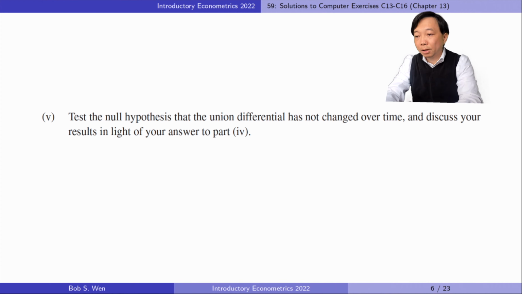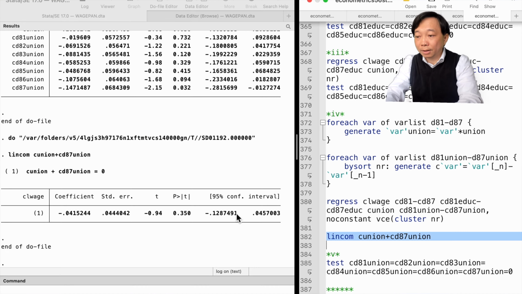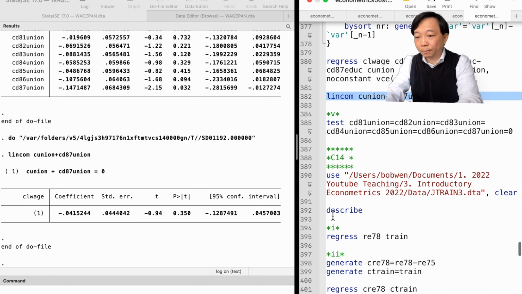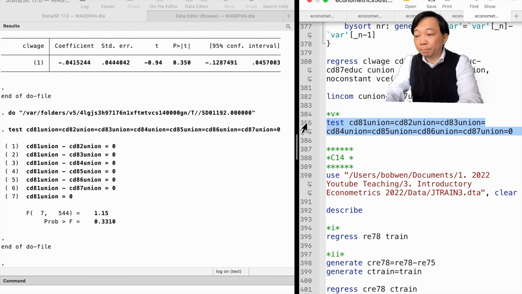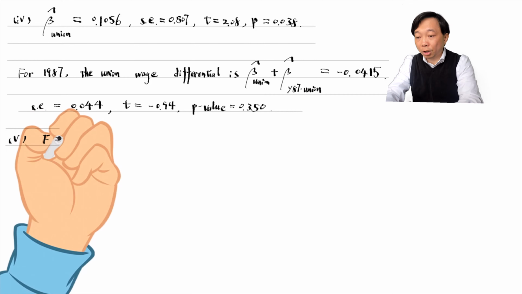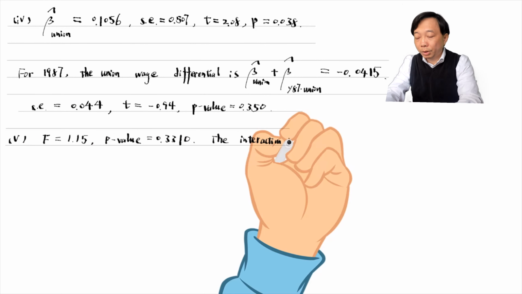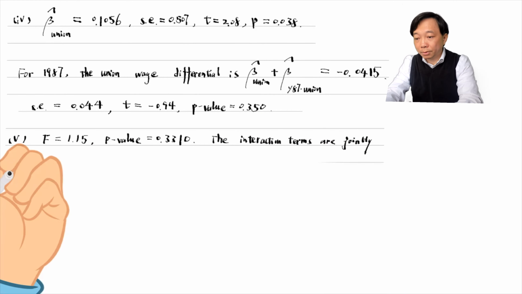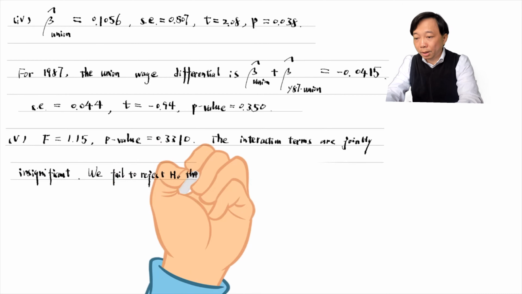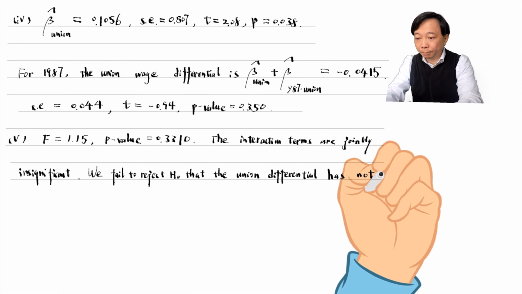In part 5, we test the null hypothesis that the Julian differential has not changed over time and discuss the results in light of your answer to part 4. The F statistic for the joint significance is 1.15 and its p-value is 0.33. The interaction terms are jointly insignificant. We could not reject the null hypothesis that the Julian differential has not changed over time.